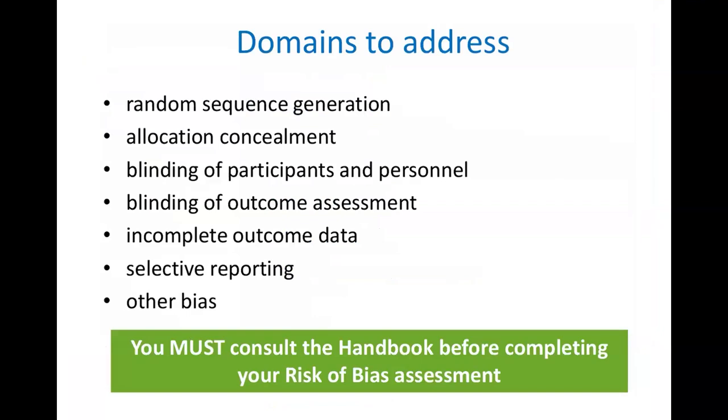In a randomized control trial, the domains to address are random sequence generation, that is, how the randomized sequence was generated; then allocation concealment, how the randomized sequence allocation was concealed; then blinding of participants and personnel; then blinding of outcome assessment, which is very, very important; then incomplete outcome data, selective reporting, and other bias. You must consult the handbook before completing your risk of bias assessment. This is very important.